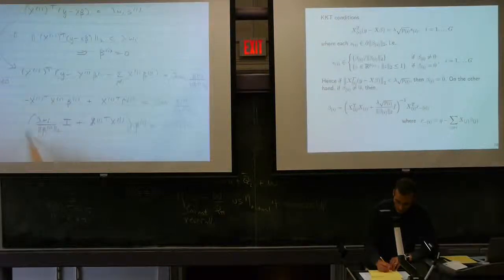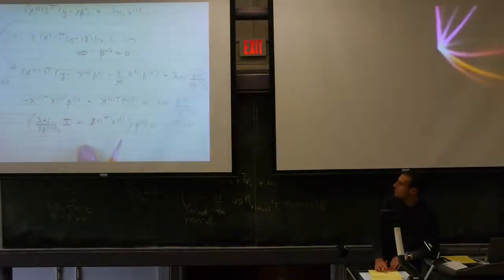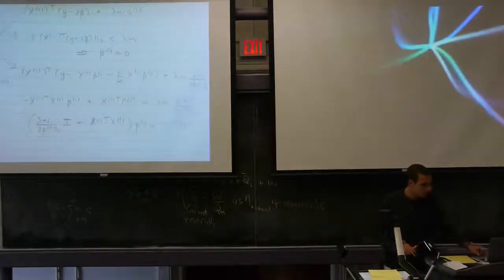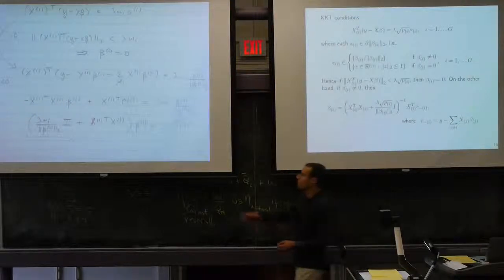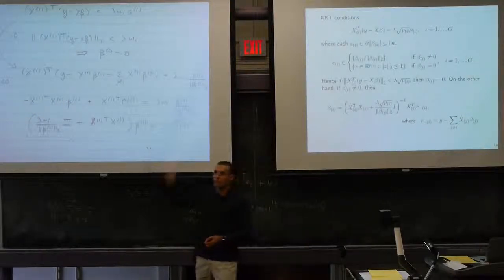And now let's look at this matrix. Let's suppose wi was positive. Is that matrix invertible, or do we have to know something about x before we determine that this matrix is invertible?